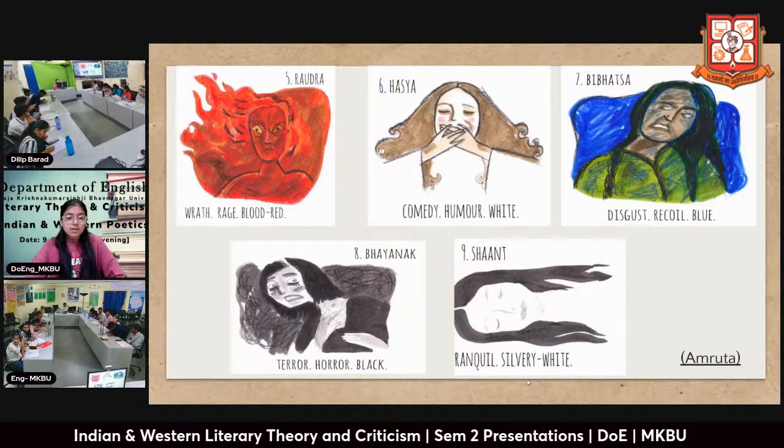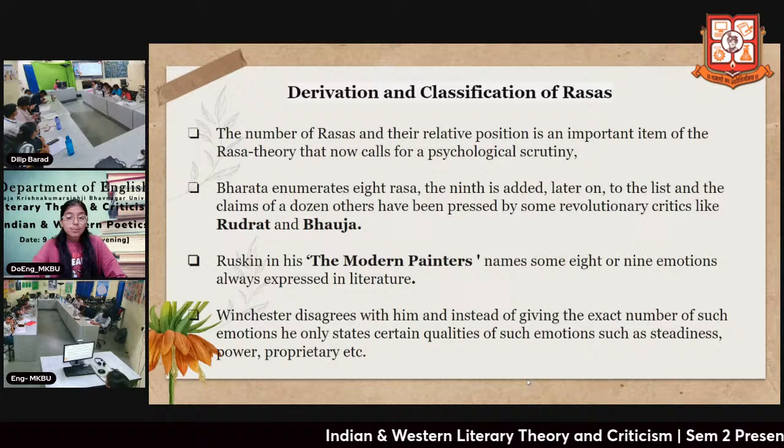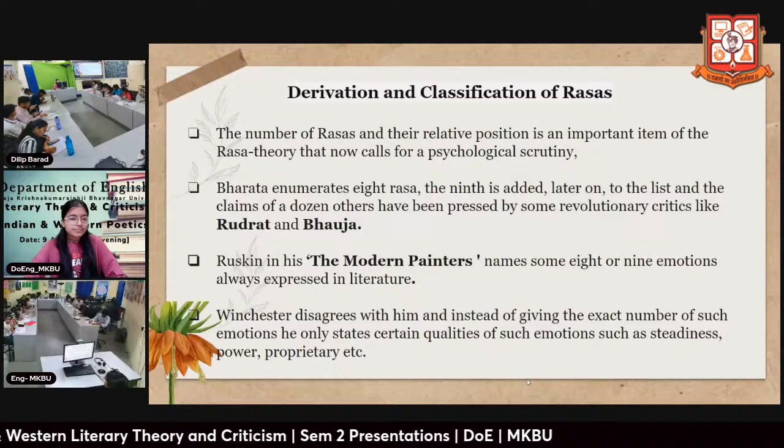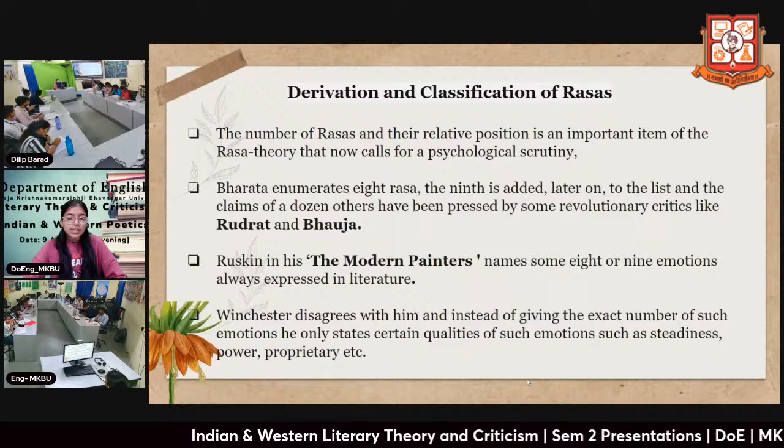Derivation and classification of rasas. The number of rasas and their relative position is an important item of the rasa theory that now calls for a psychological scrutiny. Bharat enumerates eight rasas. The ninth is added later to the list, and the claims of a dozen others have been traced by some revolutionary critics like Rudrata and Bhoja.